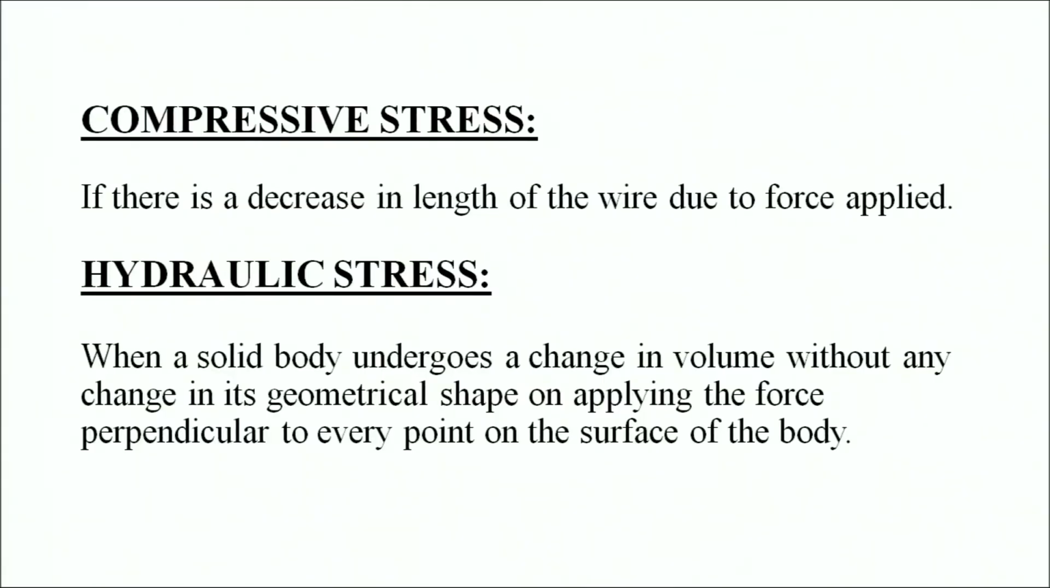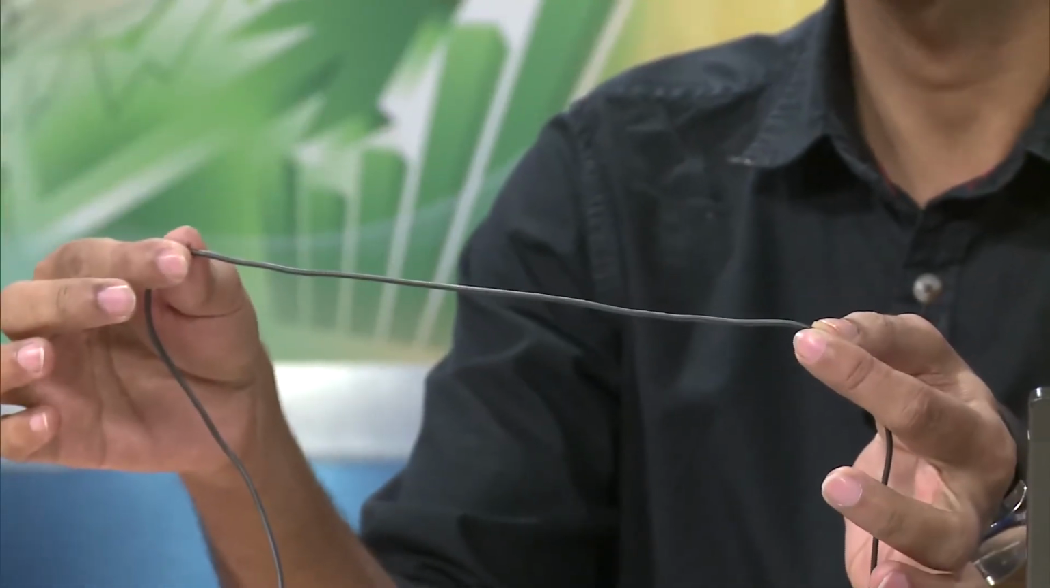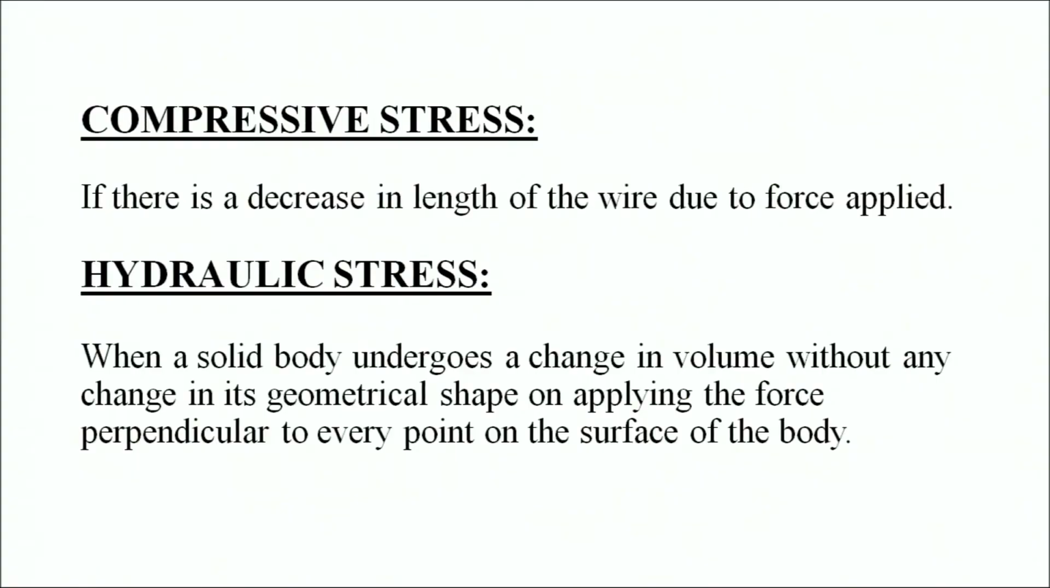So, in the next slide we can say that if there is a decrease in length of the wire due to the force applied, here again we need to see that the force applied is normal to the surface. And the last one is the hydraulic stress. So, when a solid body undergoes a change in volume without any change in its geometrical shape on applying the force perpendicular to every point of the surface of the body.